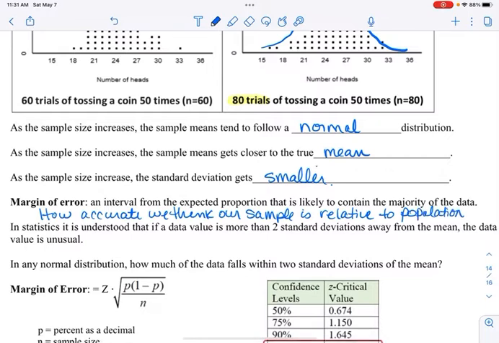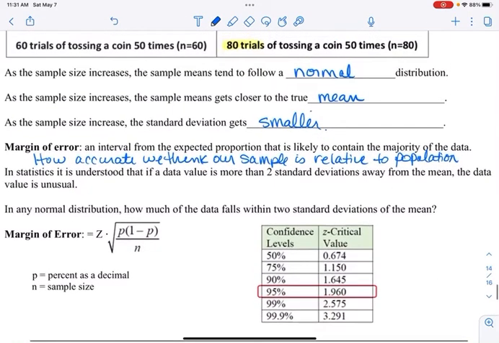And there is a formula for margin of error. In statistics, though, it's understood that if a data value is more than 2 standard deviations away from the mean, that the data value is unusual. So that 2 standard deviations, or 95%, is what's accepted in statistics.